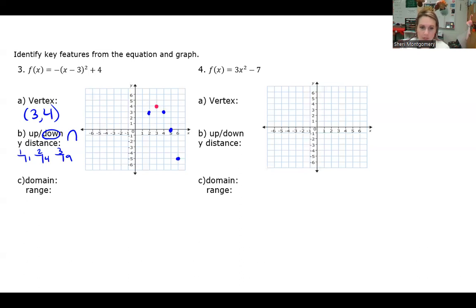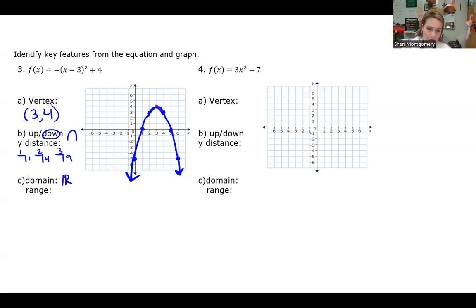And I'm going to use symmetry to plot on the other side. As soon as I have my dots on there, I'm going to connect the dots and try to make it as curvy as I can because it's not a V. That is my graph. What's my domain?